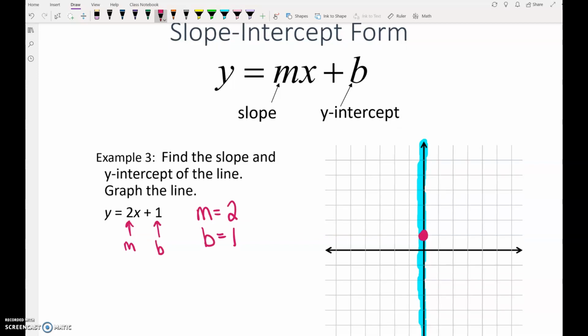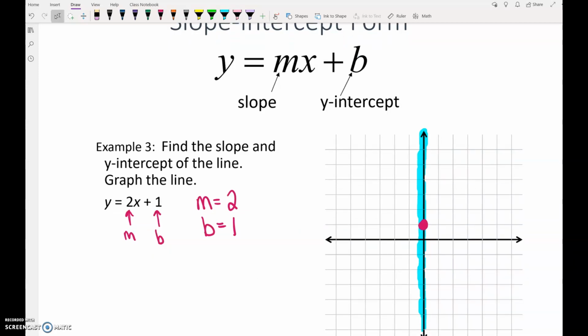To use a slope of 2, you would go up 2, and then what? Right 1, up 2, right 1, up 2, right 1, and so on. And then you would draw in your line. On your assignment, most of the problems are going to be just identify the slope and the y-intercept. 3 problems I'm going to ask you to actually graph it.